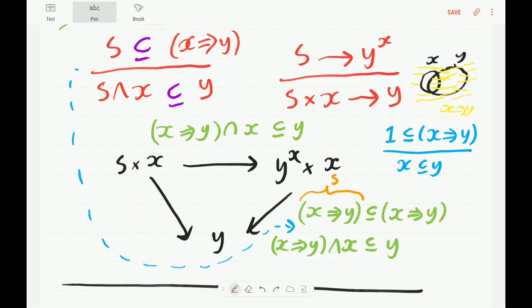Also, I was thinking about what the evaluation arrow looks like. It is in fact true that there's an arrow from Y to the power of X times X to Y. This is the evaluation arrow. Why do we have it? Well, we obviously have that X implies Y is contained in X implies Y. And now if we use this relationship, we can replace this X implies Y on the right with a Y, and stick an X on the left with an intersection, and we get this formula here, okay?